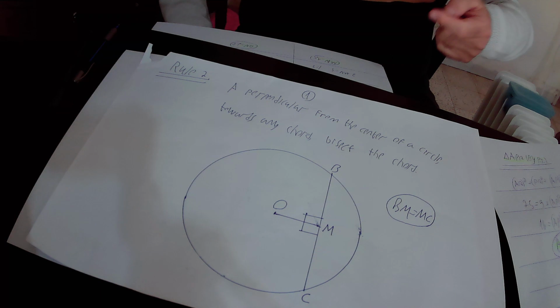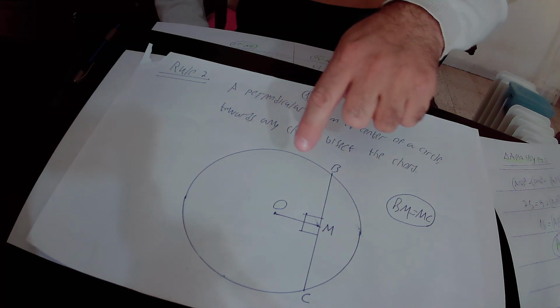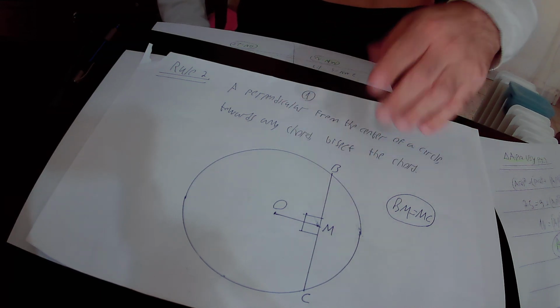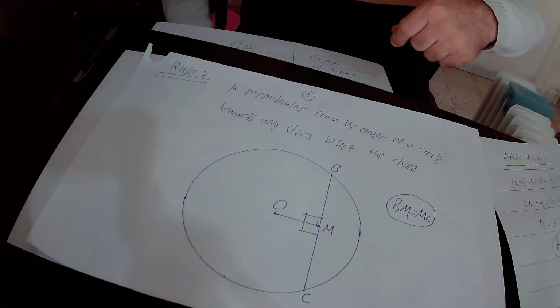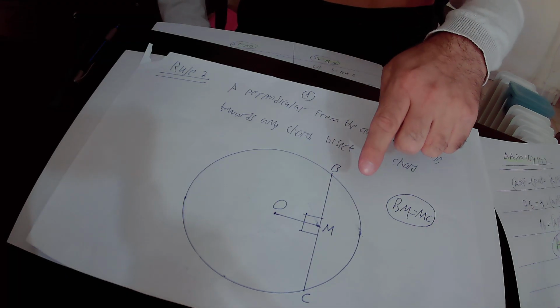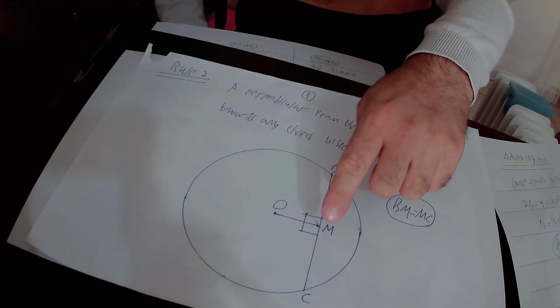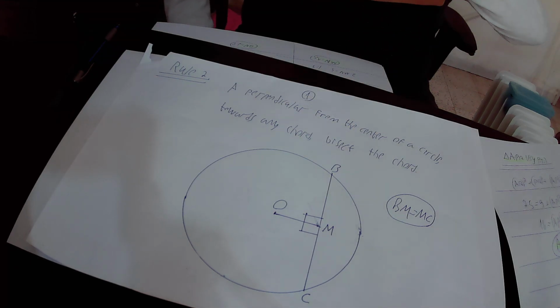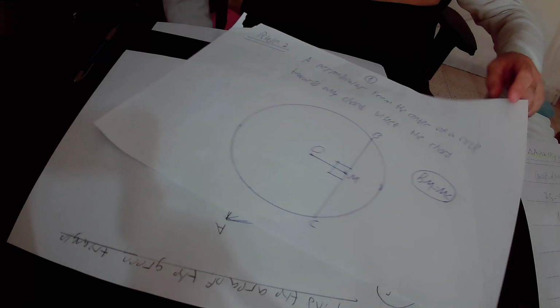So according to this rule number 2, the perpendicular OM bisects chord BC. That is to say, it divides it into two halves. The first half is BM and the second half is MC. And therefore BM equals MC. Okay, so you can implement rule number 2 in our drawing.